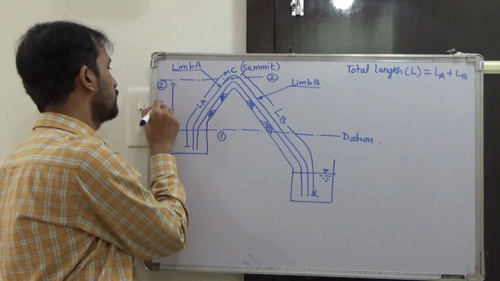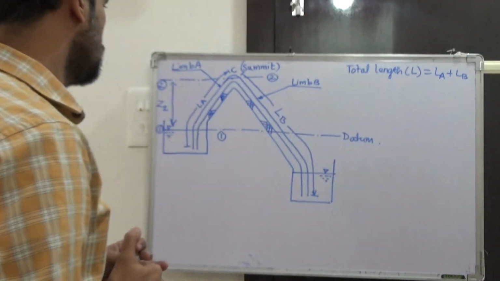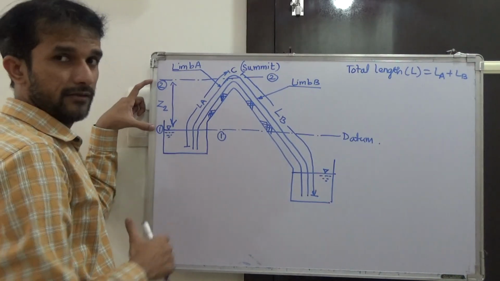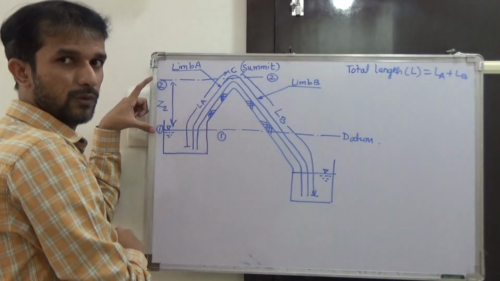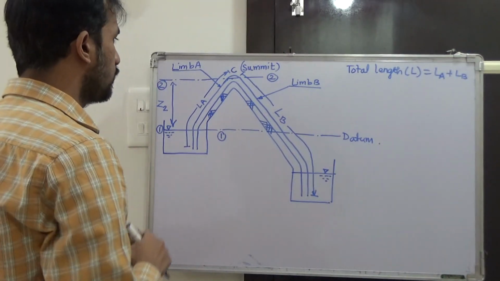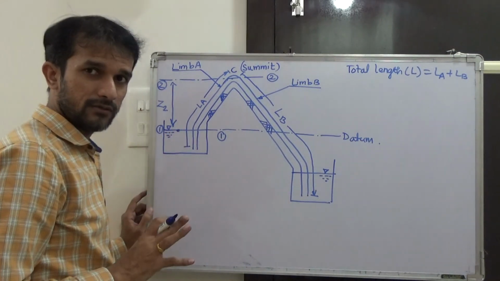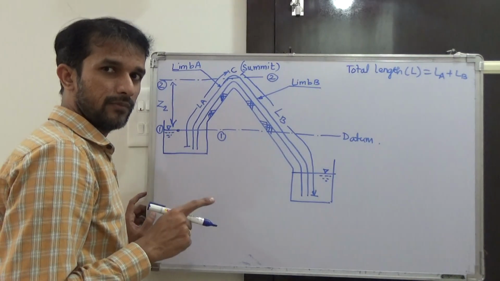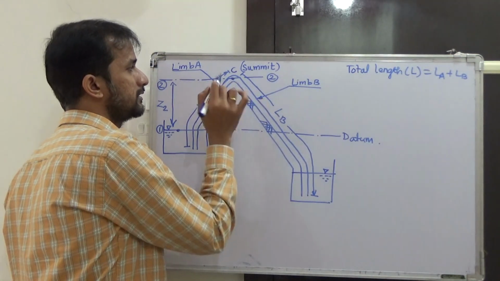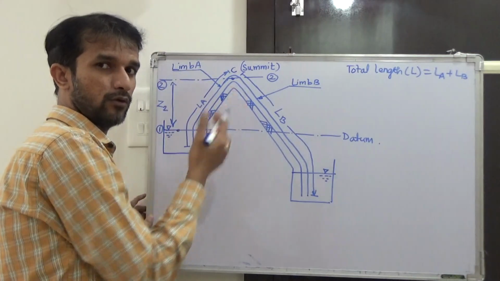That is what we want to find out, how much height we can raise. So Z2 is the vertical height of the summit. This is not the inclined height, this is the vertical height, because in Bernoulli's equation we need vertical height. Here is the atmospheric pressure, so that is 0 gauge pressure. Absolute pressure is 1 bar, but gauge pressure is 0. Here the pressure is P2, and we want to find out whether it is vacuum or what.